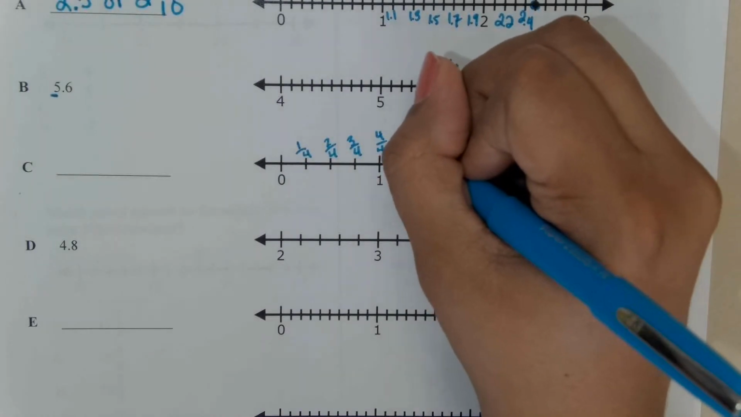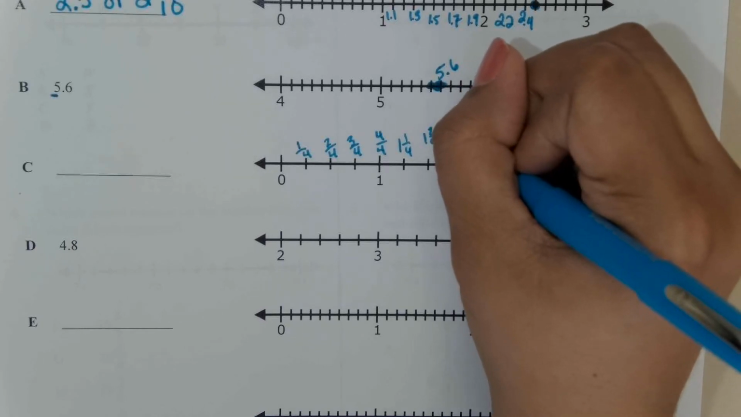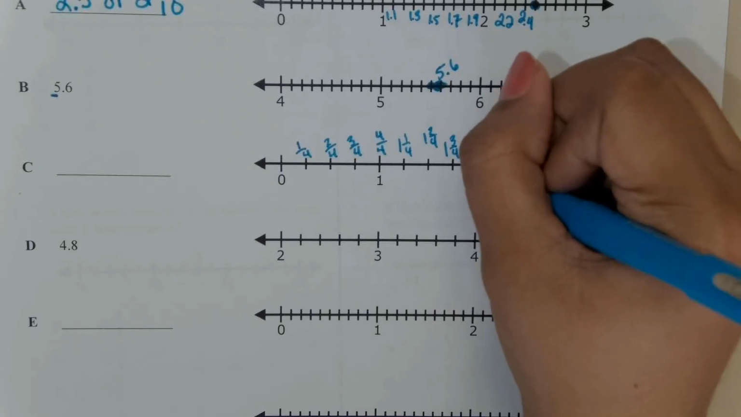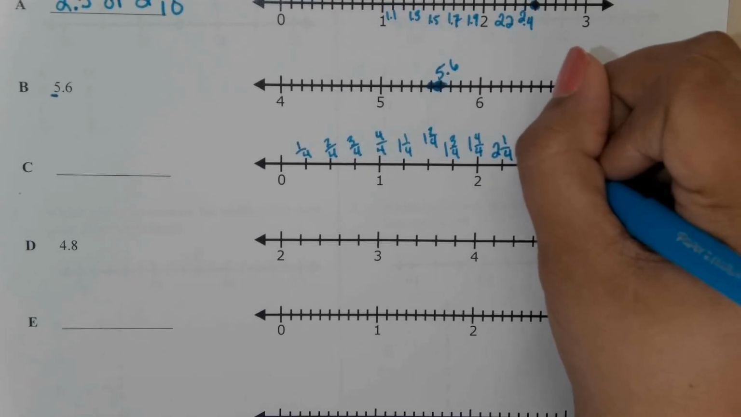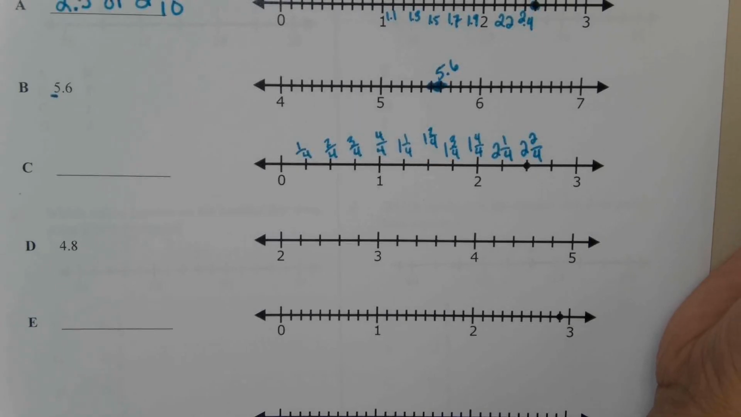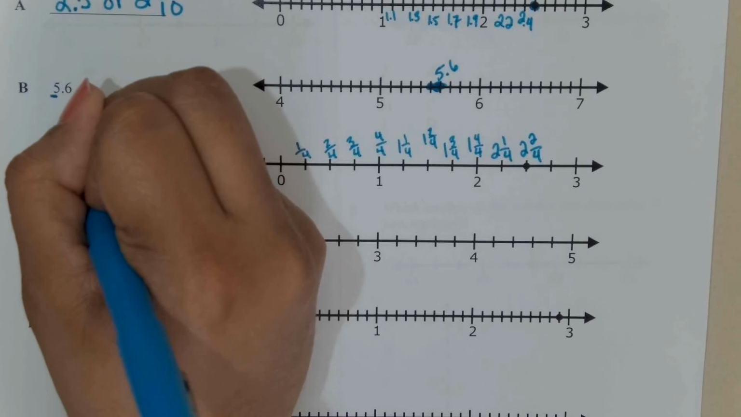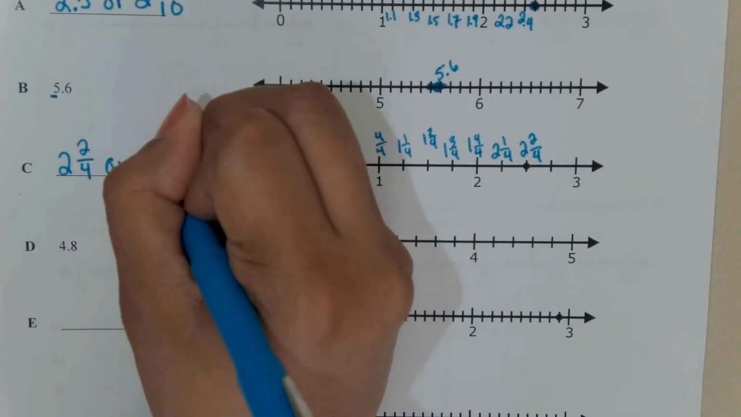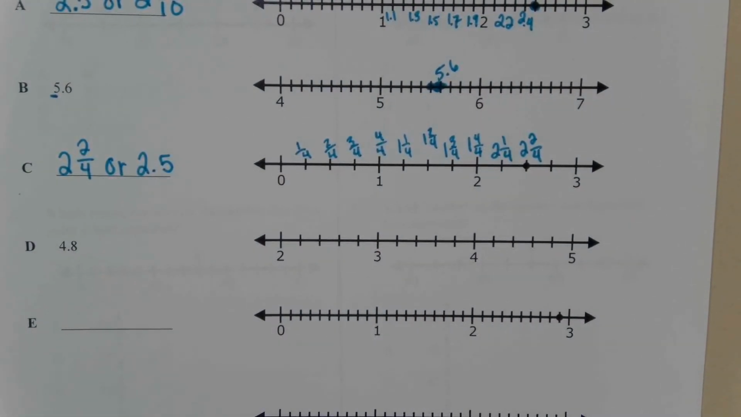Then I have 1 and 1/4, 1 and 2/4, 1 and 3/4. Then I would have 1 and 4/4, which is the same thing as 2. Then I'm going to have 2 and 1/4. Then I'm going to have 2 and 2/4. So right here, that's where my point is located. So this is going to be 2 and 2/4, or 2 1/2, because 2/4 is the same thing as 1/2.